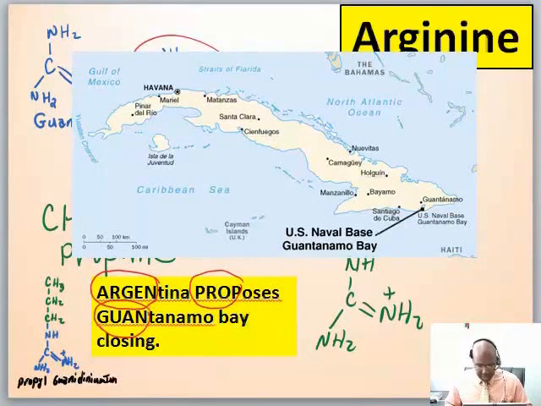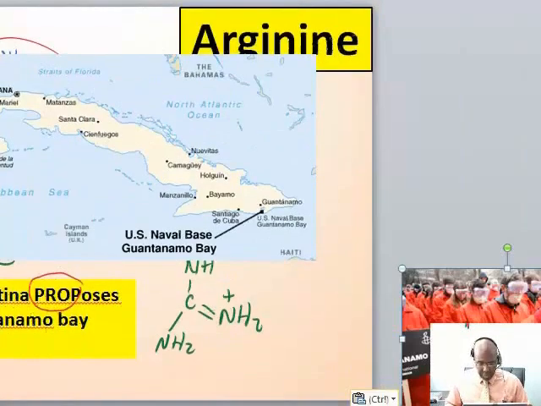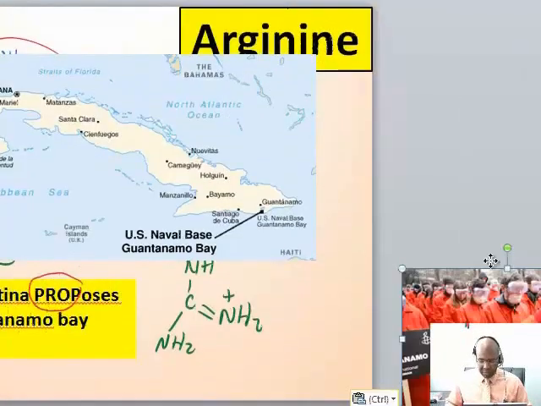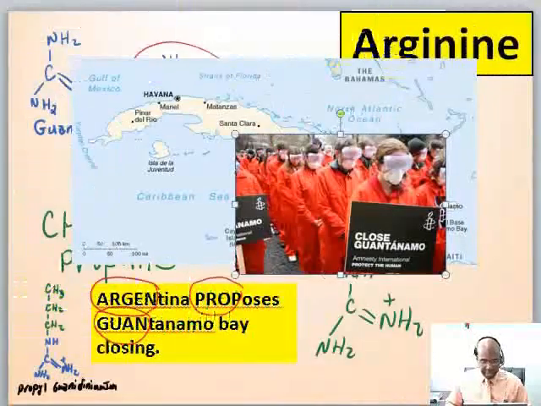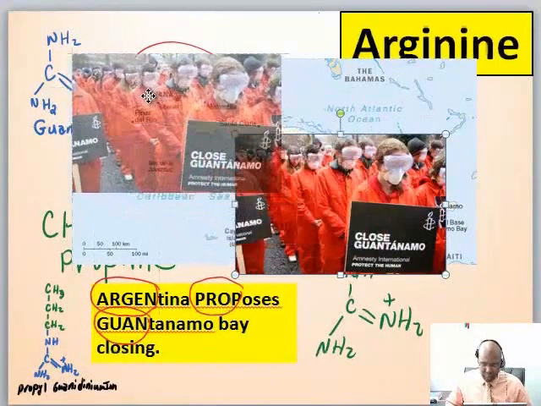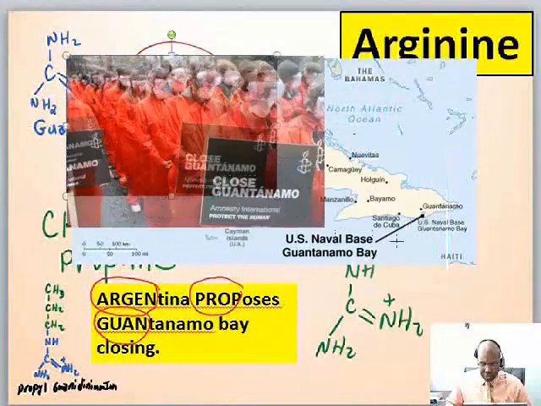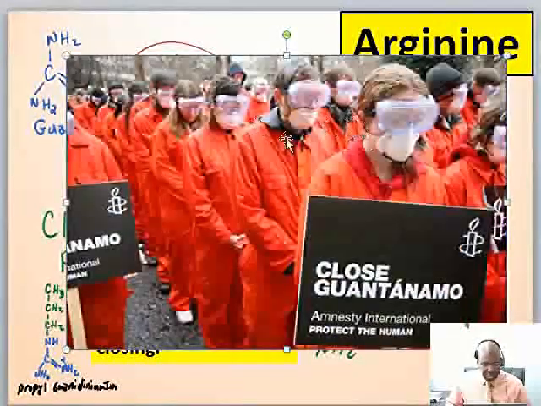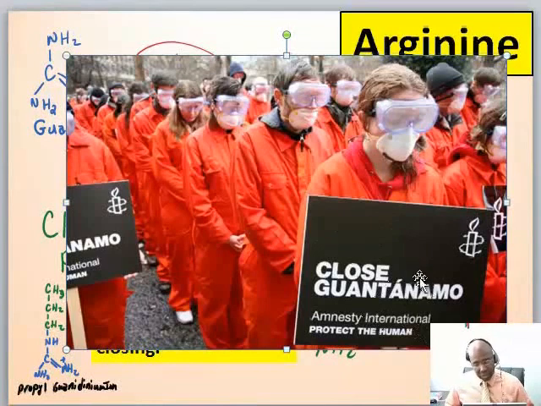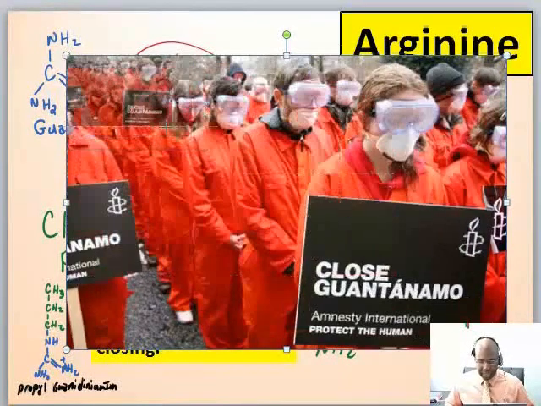Let's undo that. Okay, and now I need to get this back. I hope it's in the center. Very good. And so here we have, these aren't real Guantanamo Bay prisoners here. These are just protesters, and they're pretending like they're terrorist prisoners, but they're not. You see, close Guantanamo. They want Guantanamo Bay closed, the prison part of it. And this is Amnesty International. And so this may help you remember this statement.